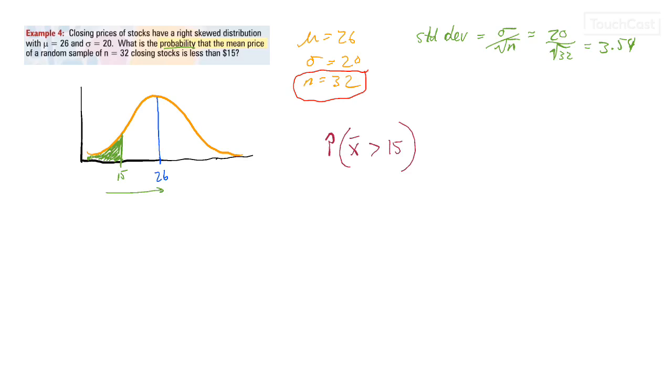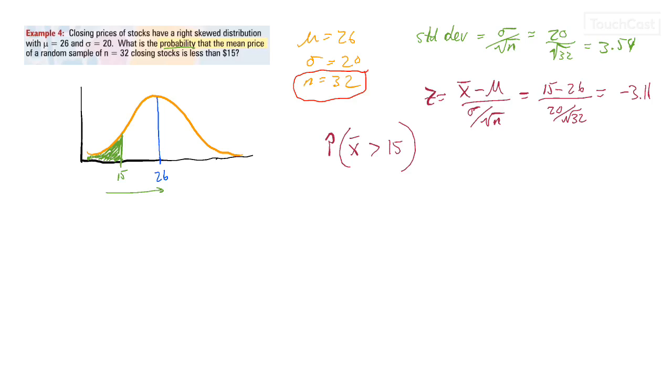We already calculated the standard deviation, so the next step is to calculate the z-score. The z-score is x bar, or the mean, minus mu, over what we just calculated: the standard deviation of the population divided by the square root of the sample size. If you plug the numbers in, you get 15 minus 26 over 20 divided by the square root of 32. This number should come out to be negative 3.11.